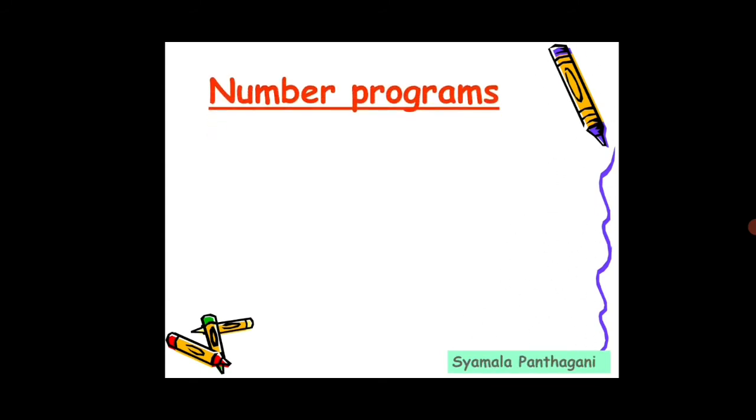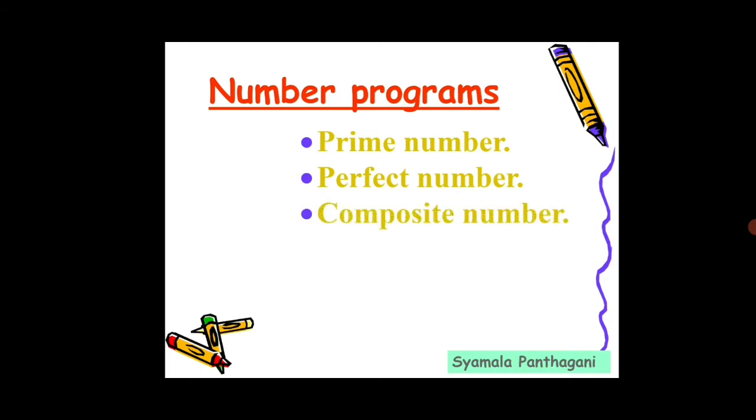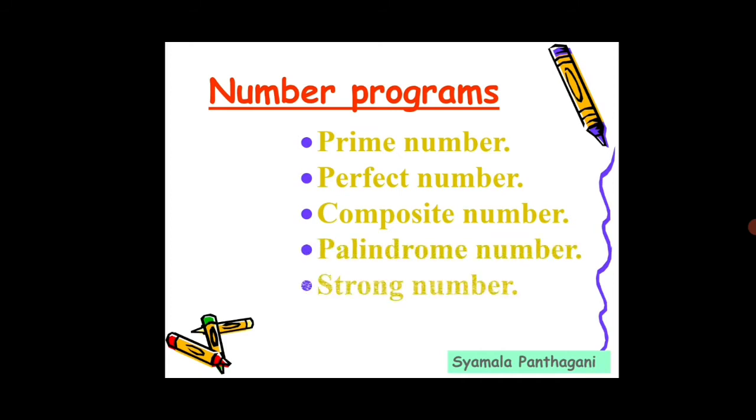Those number programs are: the first one is prime number, second one is perfect number, third one is composite number, fourth one is palindrome number, fifth one is strong number, and the last one is Armstrong number. These are the 6 programs we are going to learn. In this video, I would like to teach the first two programs, prime number and perfect number. Shall we start our class?